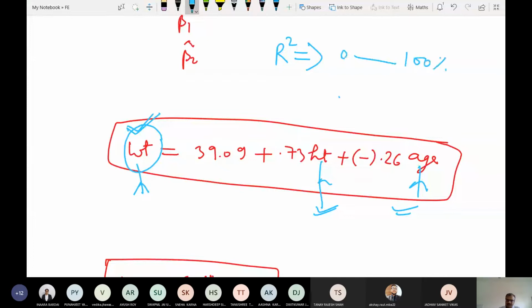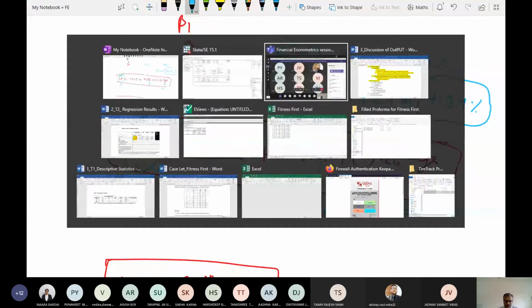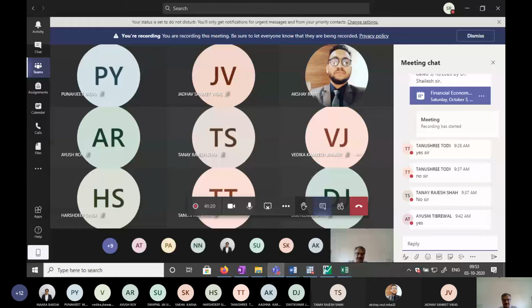Higher is better. The value is 0.7, I think 71 is coming here, 71.24%. So right now, the fitness of my model is 71.24%. So in a normal way, we'll say the higher the value of R square, the more fit the model. Fitness of the model can be mathematically estimated with the help of R square.